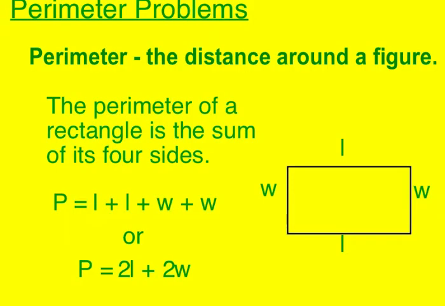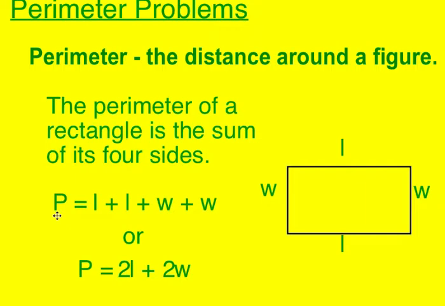So if you recall from middle school, perimeter is defined as the distance around a figure, whatever that figure might be. A lot of those problems had to do with building fences around the edges of something. We are going to be focusing most of our time on rectangles. The perimeter of a rectangle is the sum of all four sides. In a rectangle, two sides are called the length and two sides are called the width.